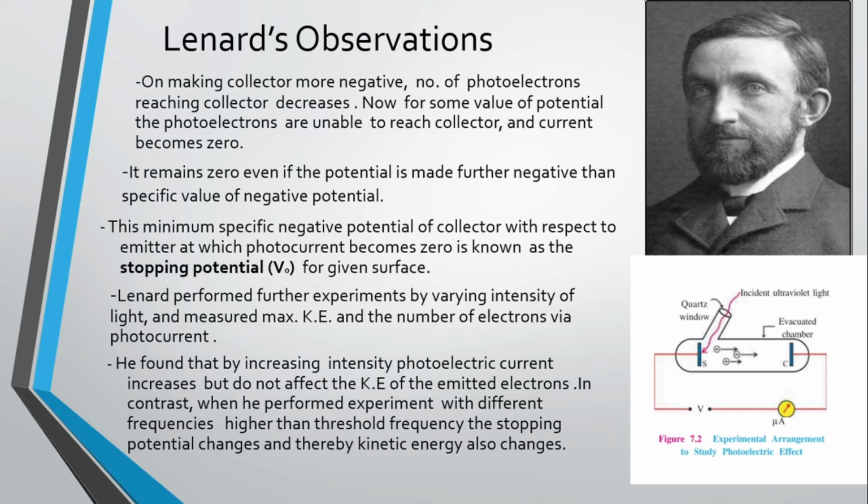Leonard performed further experiments by varying the intensity of light and measured the maximum kinetic energy and the number of electrons via photocurrent. He found that by increasing intensity, the photoelectric current increases, but this does not affect the kinetic energy of emitted electrons. In contrast, when he performed the experiment with different frequencies higher than the threshold frequency, the stopping potential changes, and thereby it causes changes in kinetic energy too.